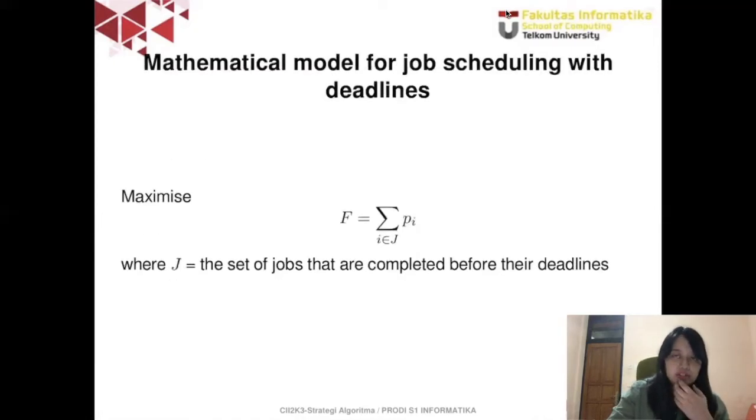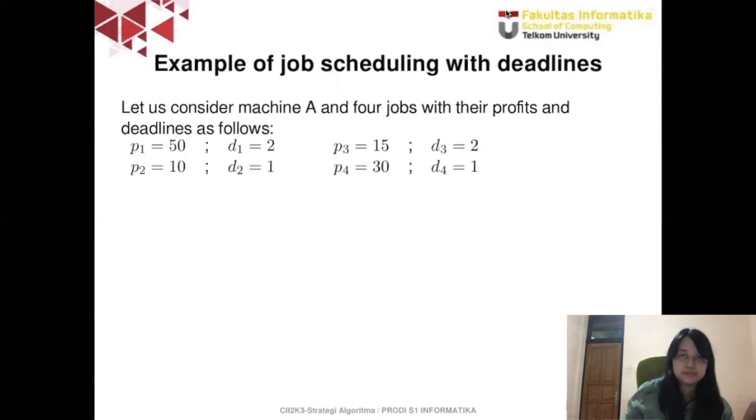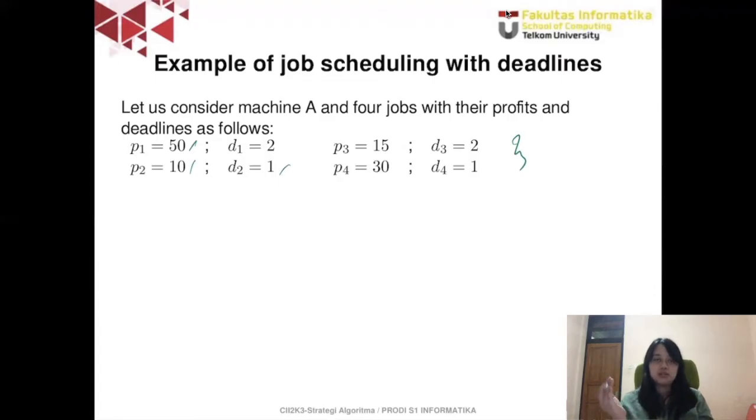The mathematical model for job scheduling with deadlines is we want to maximize the total profit of jobs that are completed before the deadlines. For example, if we have a machine A and there are 4 jobs with their profits and deadlines like this, so job 1 has the profit of 50 and it has to be done in the next 2 hours, let's say. Job 2 has a profit of 10 and it has to be done in the next 1 hour, for example. And each job 1, 2, 3, and 4 can be done by the machine in 1 hour.